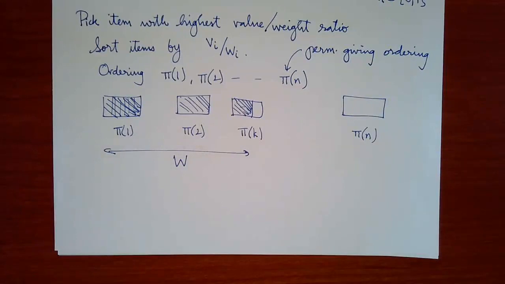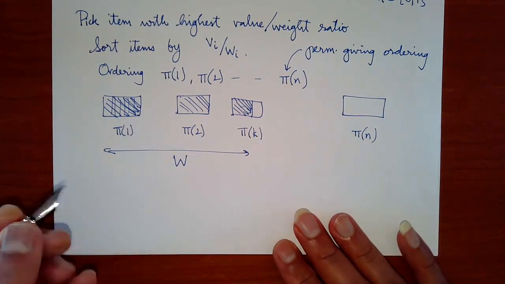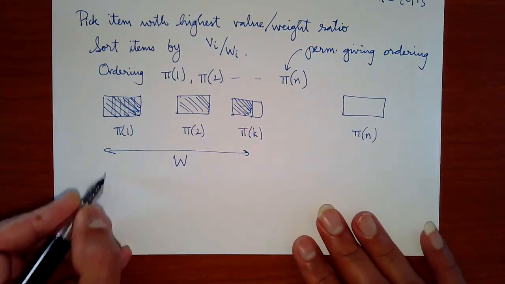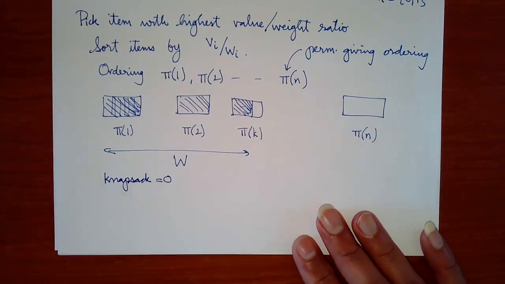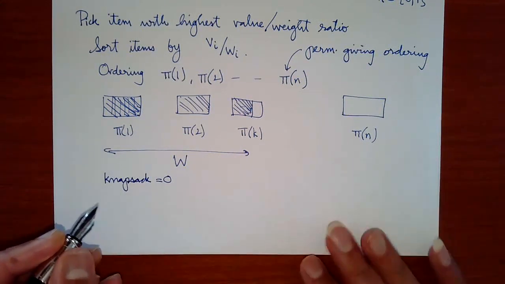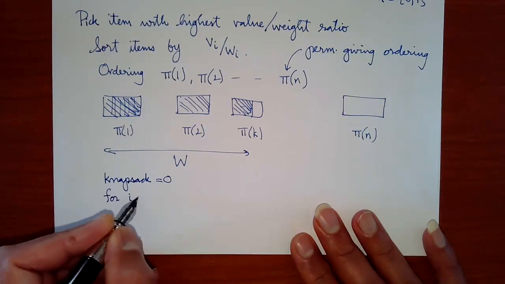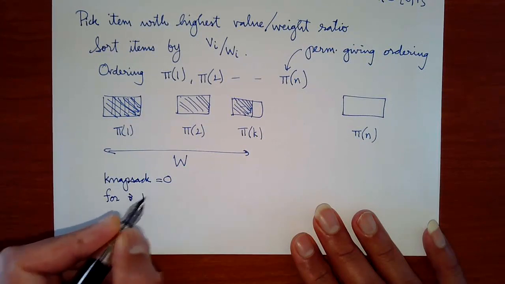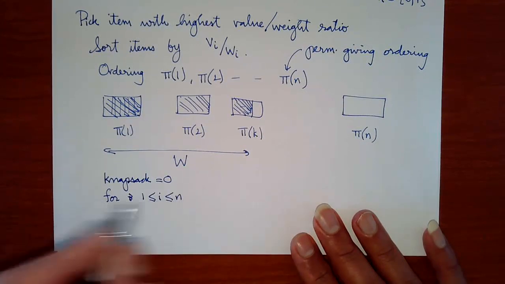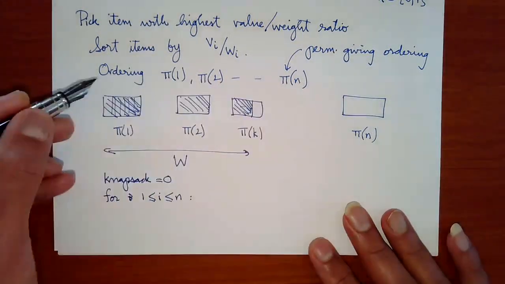So why don't we just write out the process. I'm just going to, hopefully I can fit it all in here. I'll just say initially the knapsack weight is 0. And then I'll just say for i going from 1 to n, what I'll do is, remember, I've already sorted by this.